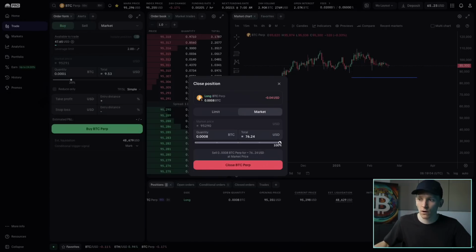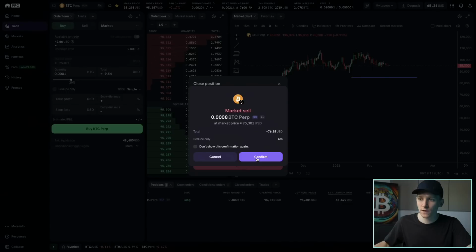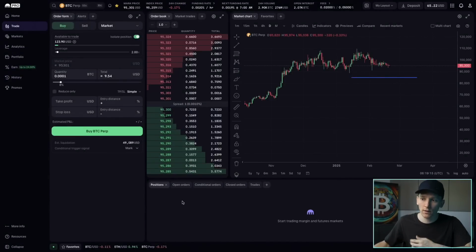I'm just going to close the whole amount and I'm going to close with the market order. But again, you can choose limit order if you want a specific price or a take profit level. But I'm going to close, and that should close out my complete position, and now I don't have a position.